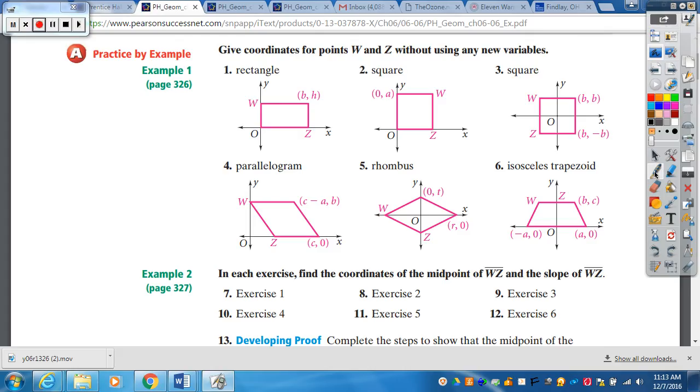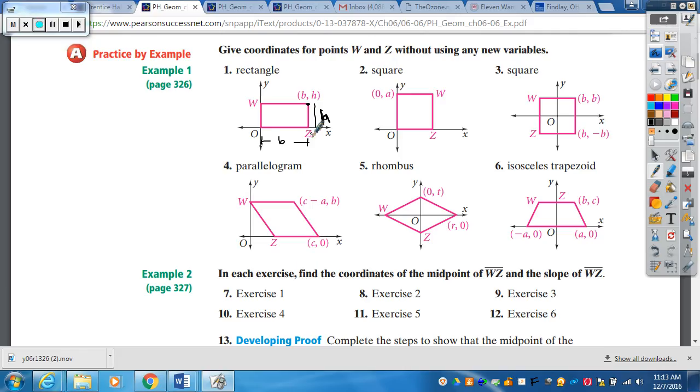So anyways, back to the homework here. Number 1, we want to figure out the ordered pairs of both Z and W. In order to get to Z, we need to understand what B comma H means. This length here is a length of B. This length here is a length of H.